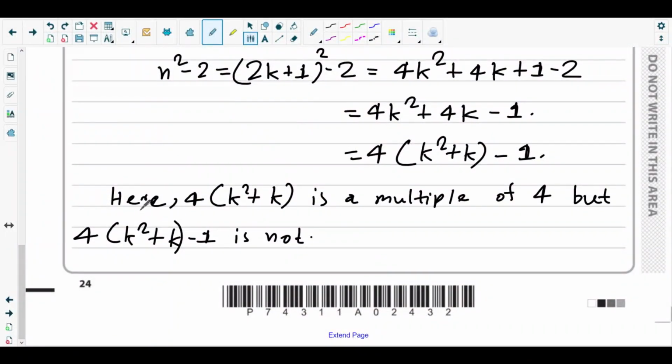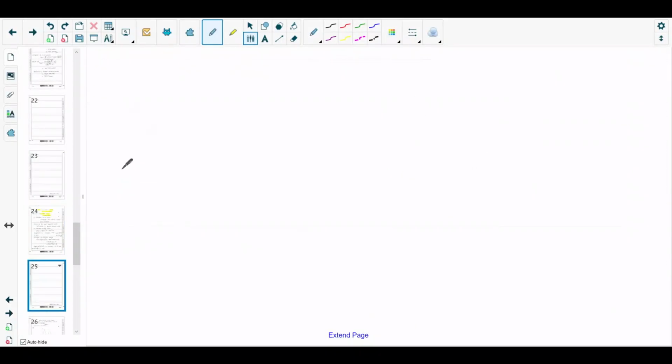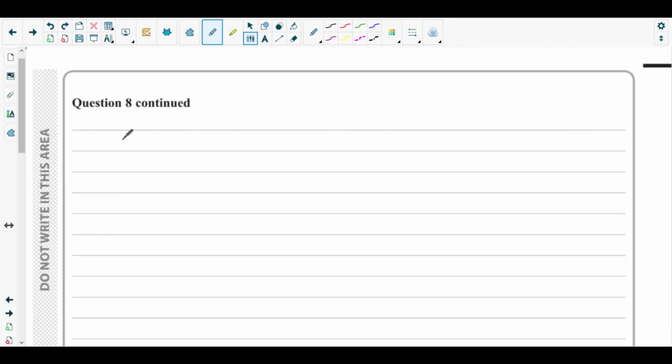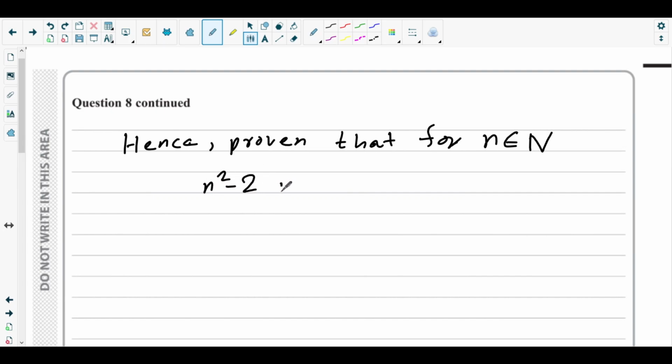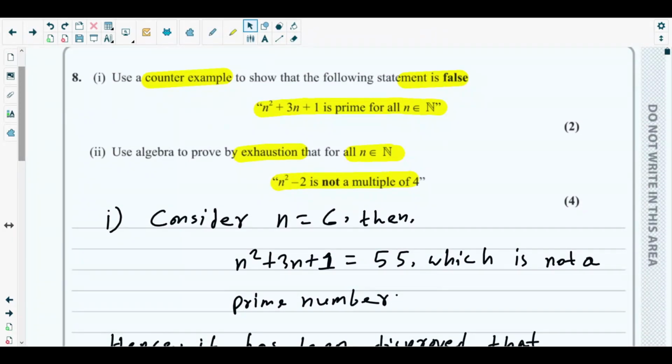So for all possible cases, we have shown that n squared minus 2 is not a multiple of 4. Hence proven that for n element of natural numbers, n squared minus 2 is not a multiple of 4. Done. That's what part 2 of question number 8 asked for, and that's the end of question number 8.